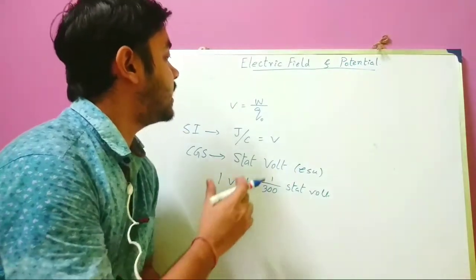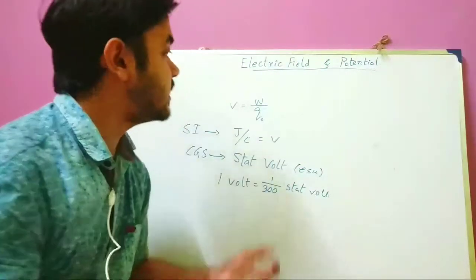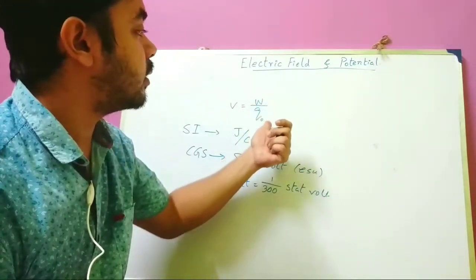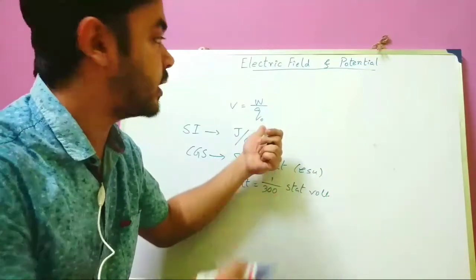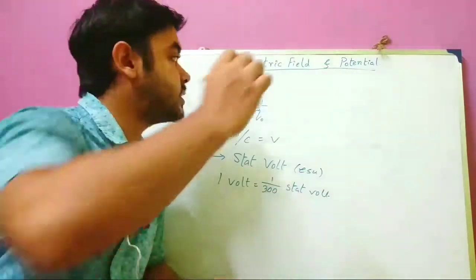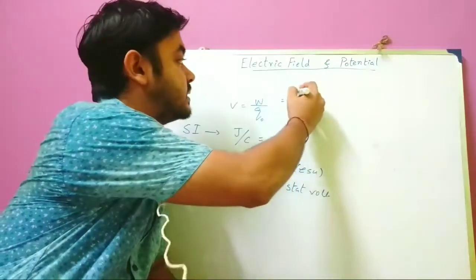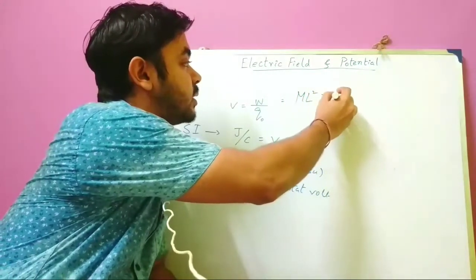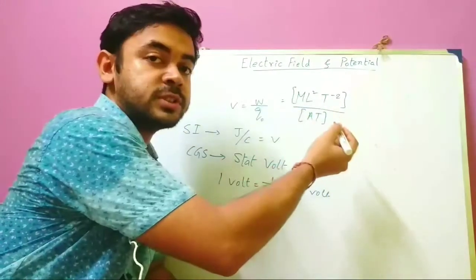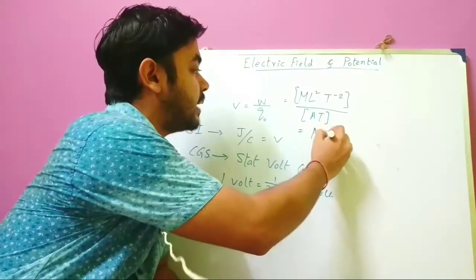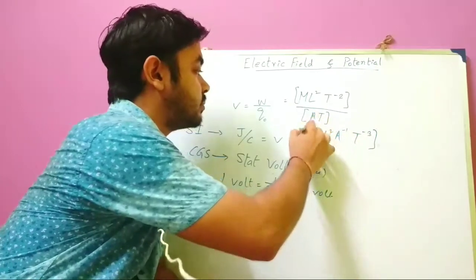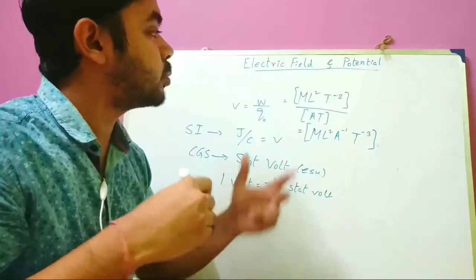Now, what will be the dimension of electric potential? You can see from here, the electric potential at any point is given by the amount of work done in bringing a unit positive charge from infinity to that point. That is work done by charge. So, the dimension of electric potential will be the dimension of work done, that is M L square T to the power minus 2, divided by A T. A T is the dimension of charge. So it will be M L square A inverse T to the power minus 3. Clear? This is the dimension of electric potential.